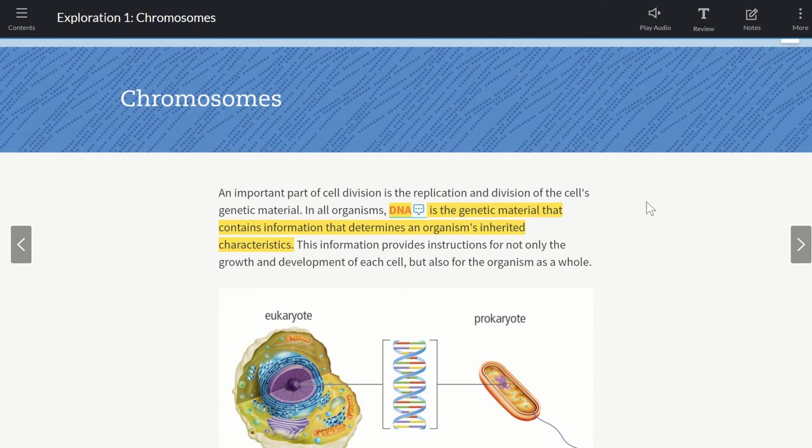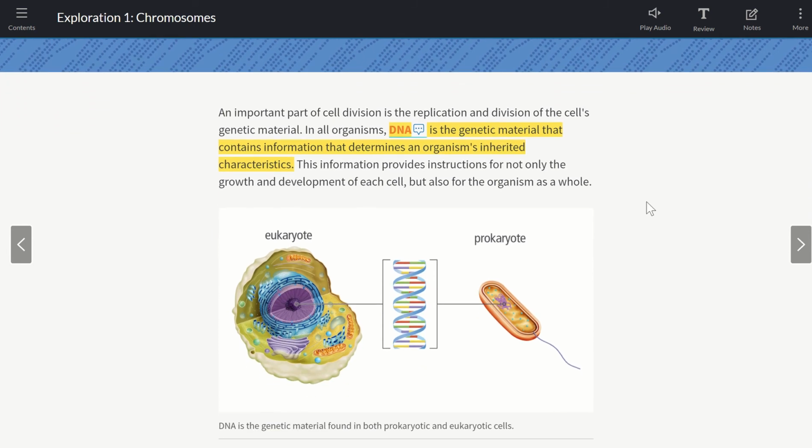Now, we'll do an entire unit on DNA later this semester. But as far as just a brief introduction, you're probably familiar with DNA, at least a little bit. DNA is the genetic material that contains information for how an organism's characteristics are inherited. Later on, we'll talk about how DNA provides all of the instructions for how to make every single protein that your body needs, which is a big deal.